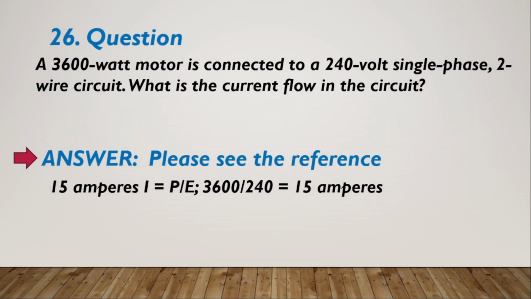Question number 26. A 3600 watt motor is connected to a 240 volt single phase 2-wire circuit. What is the current flow in the circuit? Please see the reference.